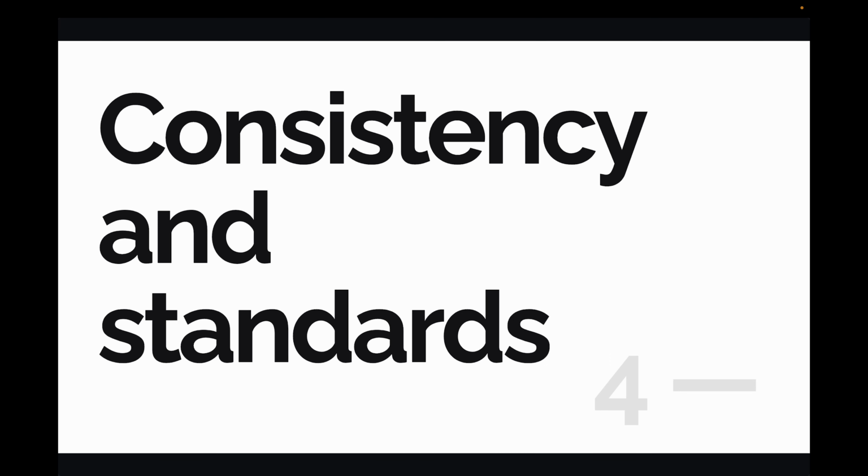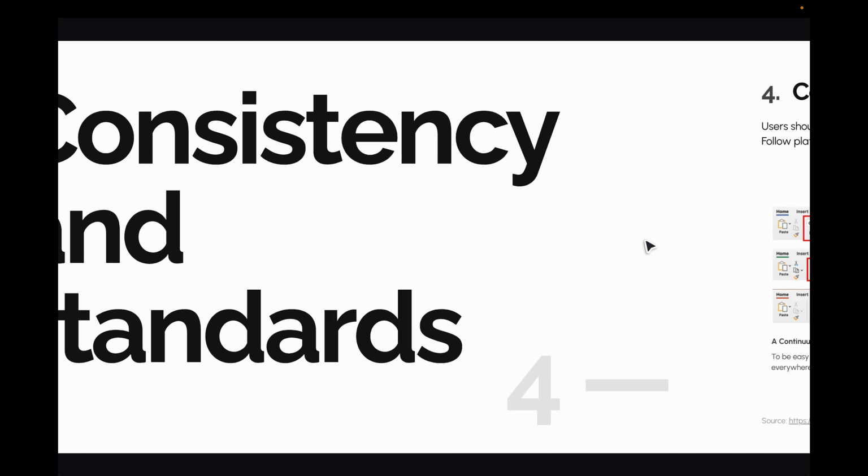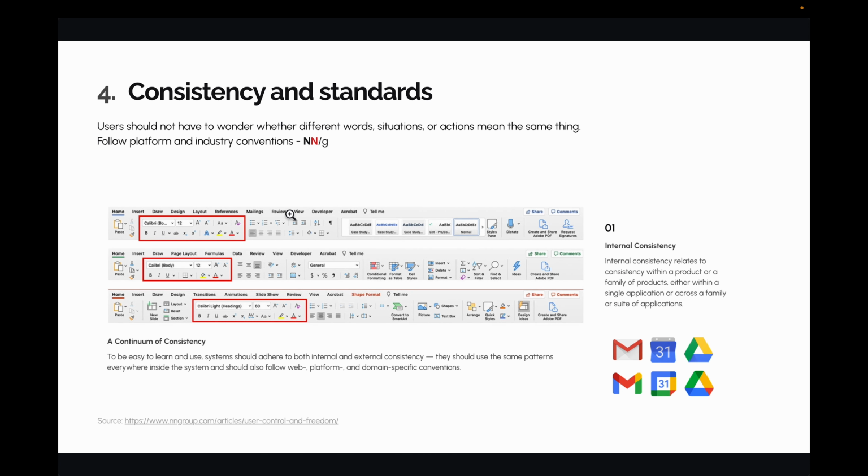Talking about consistency and standards, you've got to make sure that throughout the whole design process, your entire design maintains the same consistency and the same standards all throughout. If something looks like apples, and your end product looks like oranges, it's going to be two separate things, and you'll probably end up with a completely different design. That's why this is really important. Users should not have to wonder whether different words, situations, or actions mean the same thing. Follow platform and industry conventions, definitely.